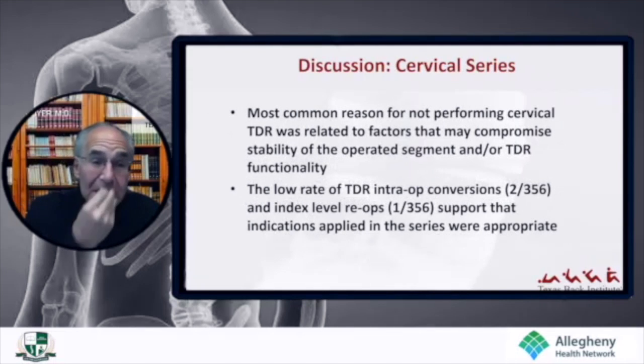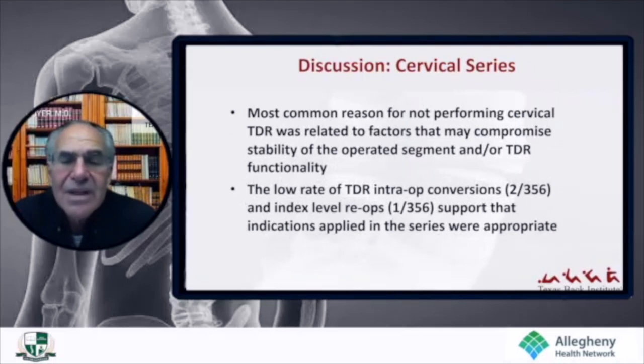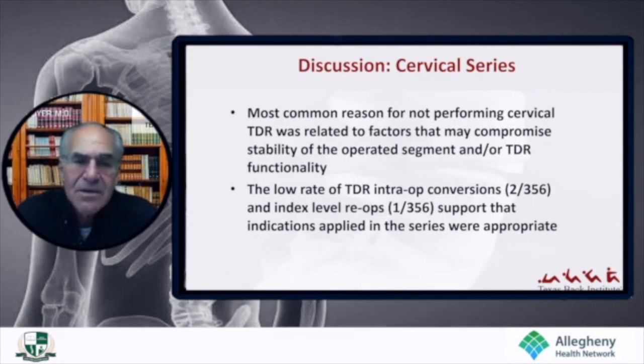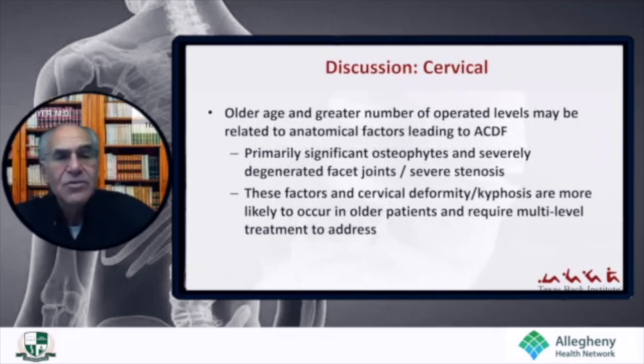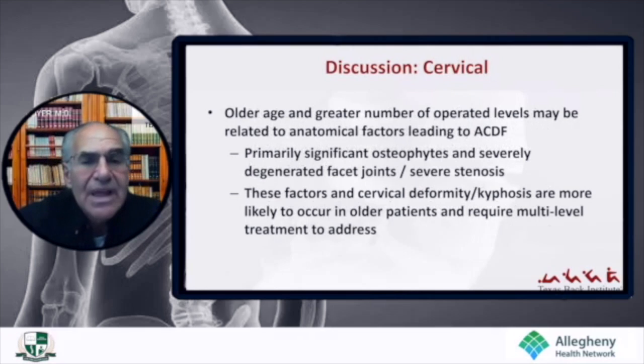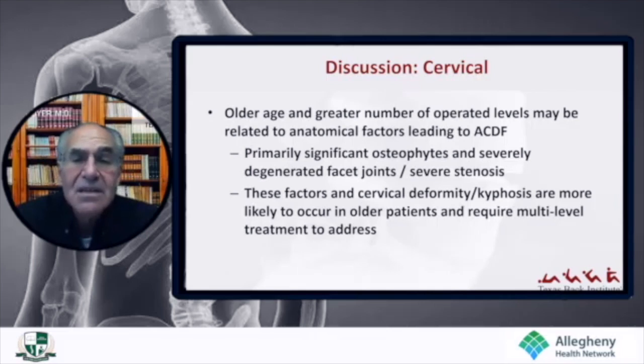So in summary then, the most common reason for not performing cervical disc replacement was related to factors that may compromise the stability of the operated segment and/or the functioning of the TDR. And the low rate of the TDR intraoperative conversions, 2 out of 356, and the index level of reoperation support that the indications applied in the series were appropriate. Further, the older age and greater number of operated levels may be related to anatomic factors leading to patients getting fusions instead of disc replacement.